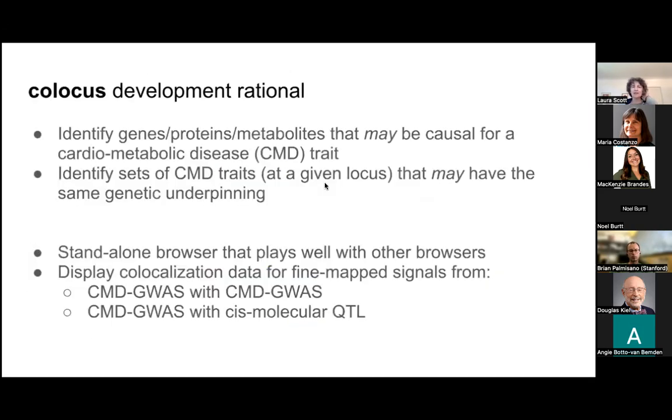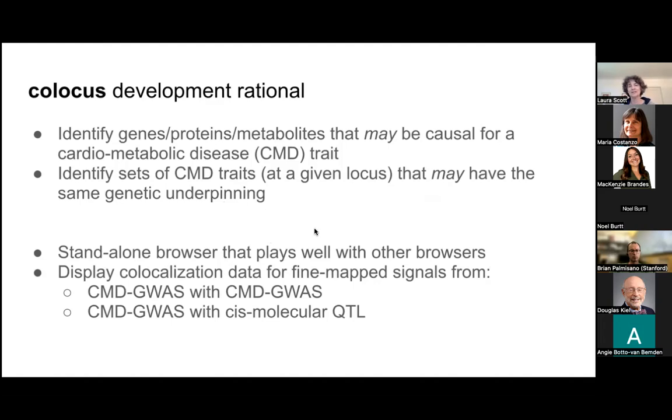So the rationale, again, was to find not only genes, I'm going to show you only examples of genes, but it could be protein QTLs, metabolite QTLs, or other QTLs that may be causal for a disease. And then potentially to identify sets of traits that may have the same genetic underpinning. So everything I'm going to show you today is geared toward this gene molecular trait overlap with a GWAS trait, but we're going to work to extend this to other GWAS traits.